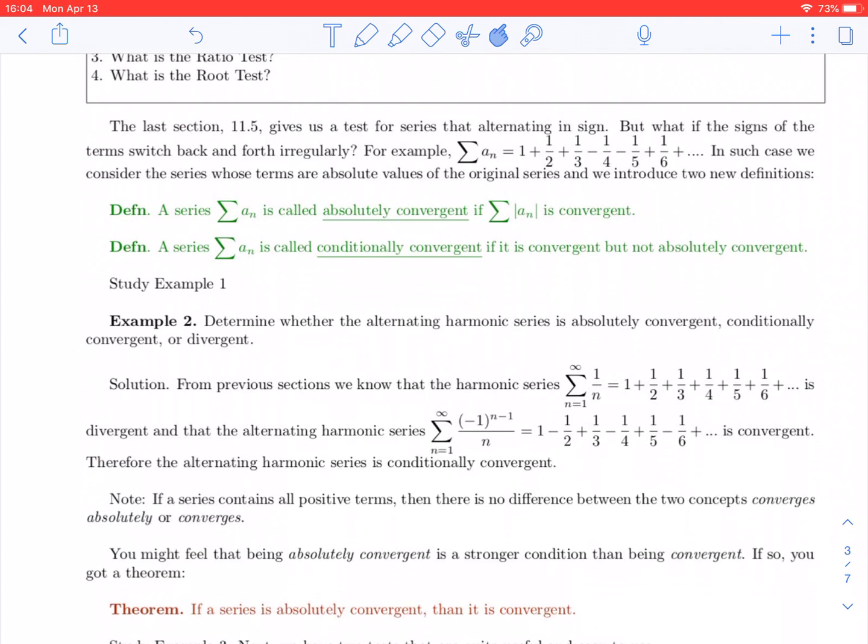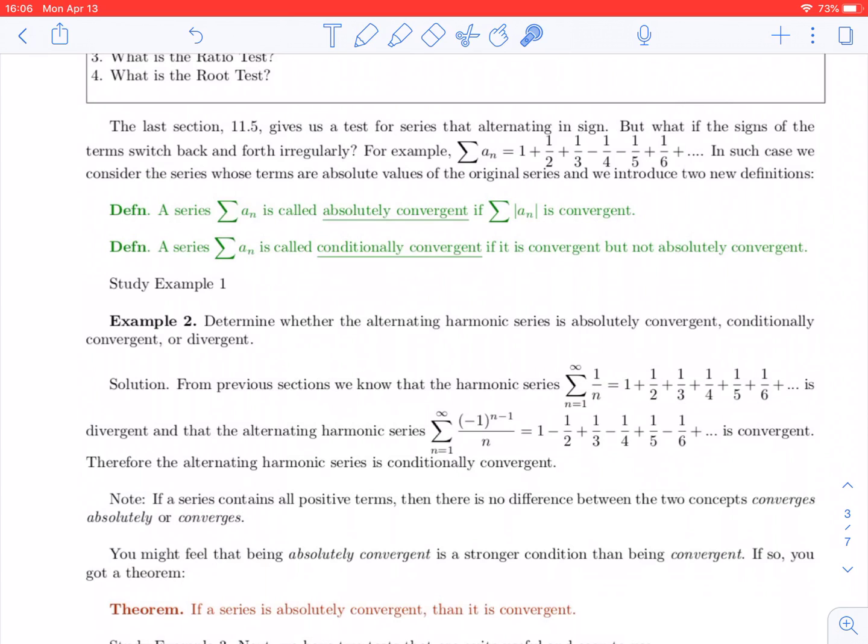Let's look at example 2. Determine whether the alternating harmonic series is absolutely convergent, conditionally convergent, or divergent. Again, pause the video and work on it, and come back. All right. Let's look at the alternating harmonic series, which is this one. We learned from the previous section that the harmonic series, when all the terms are positive, is divergent. And from last section, we use the alternating series test. We know that the alternating harmonic series is convergent. And therefore, by the definition, we know that the alternating harmonic series is conditionally convergent because it is convergent but not absolutely convergent.